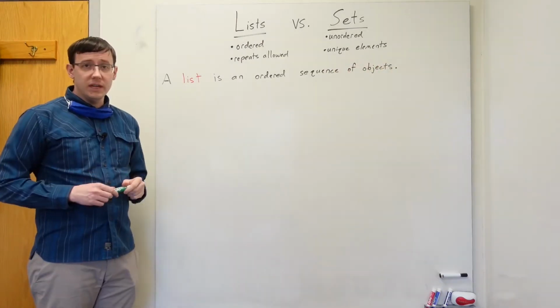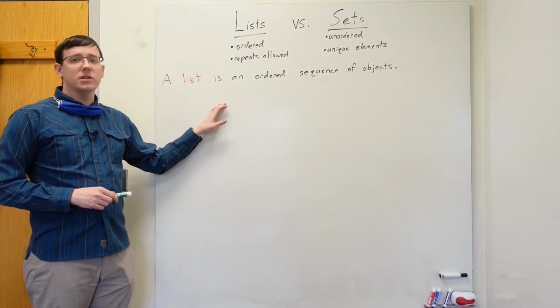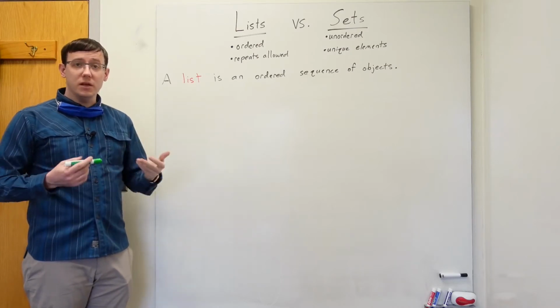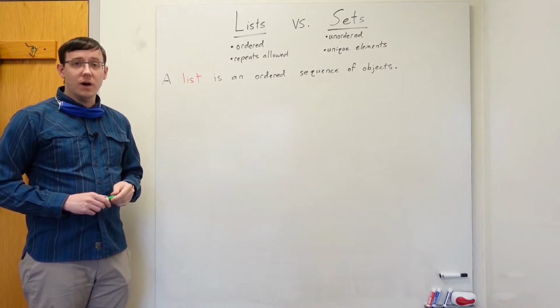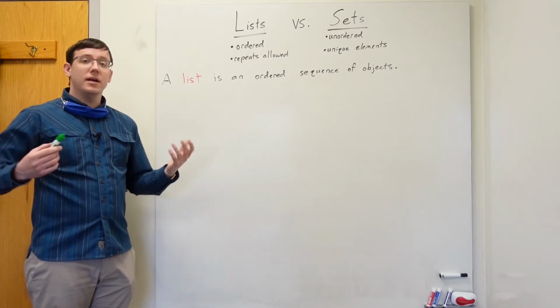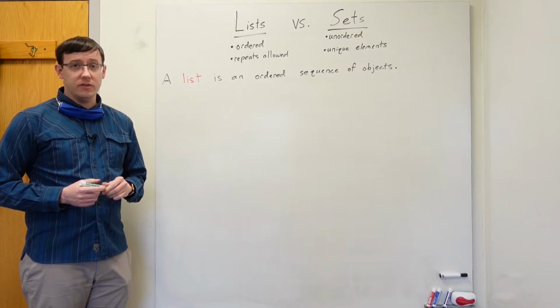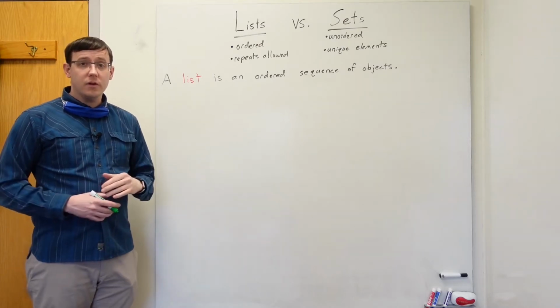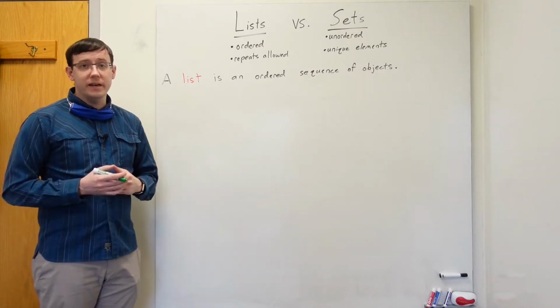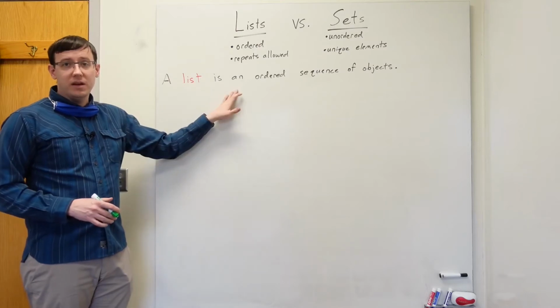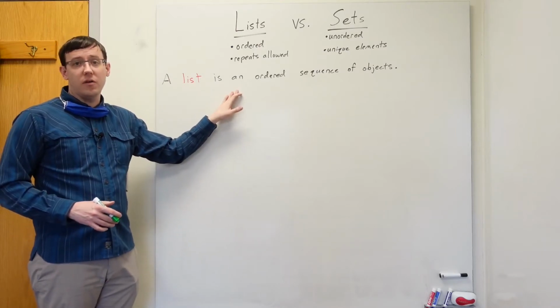This definition of a list as an ordered sequence of objects is deliberately very vague to allow us to talk about lots of different kinds of lists. And so there are tons of wildly disparate things that meet this general definition of a list.